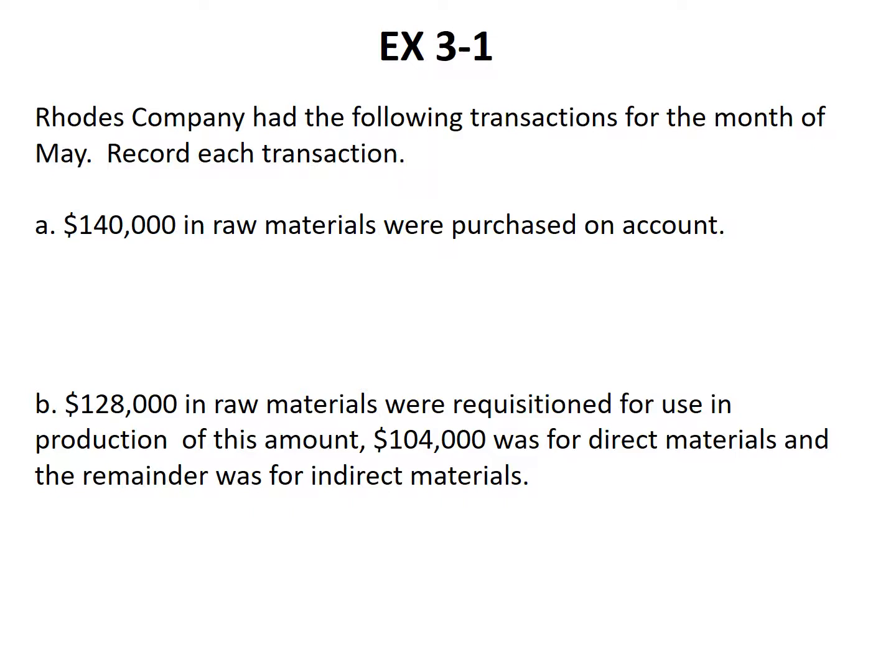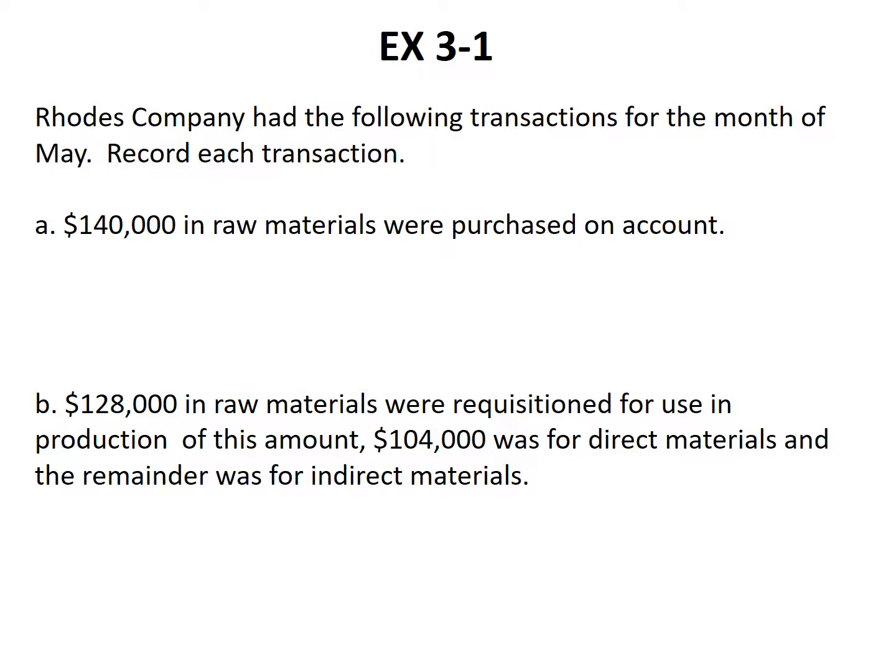Here we have a company that had essentially 4 transactions, and here we see the first 2. We see A and B, and the requirements for the problem are record each transaction. So let's take a look at transaction A. Rhodes Company purchased $140,000 in raw material, and they purchased these on account, so we purchased them on credit.